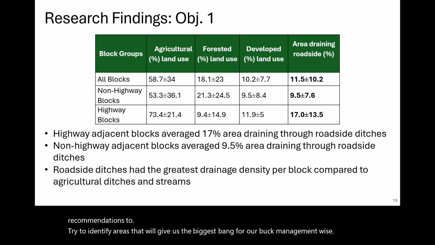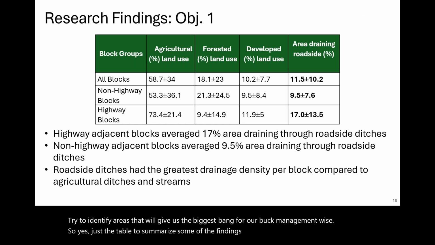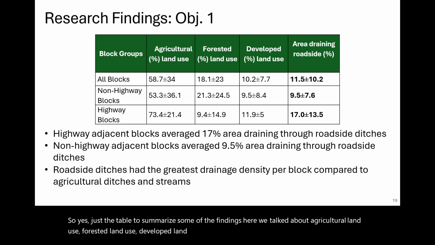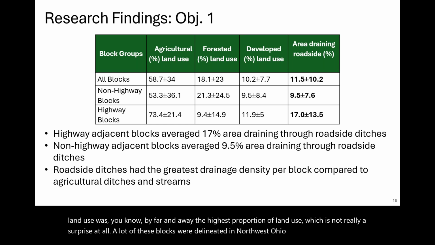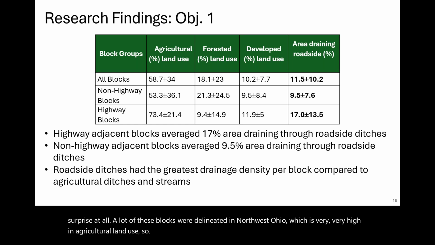So yeah, it's just a table to summarize some of the findings here. Talked about agricultural land use, forested land use, developed land use. As you can see throughout all blocks, the agricultural land use was, by far and away, the highest proportion of land use, which is not really a surprise at all. A lot of these blocks were delineated in Northwest Ohio, which is very, very high in agricultural land use. So none of that is too surprising.